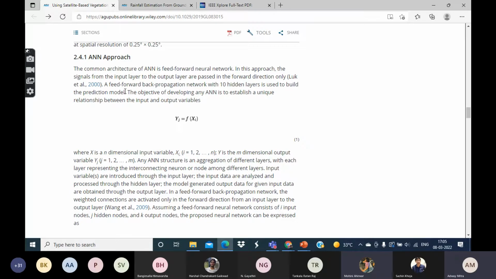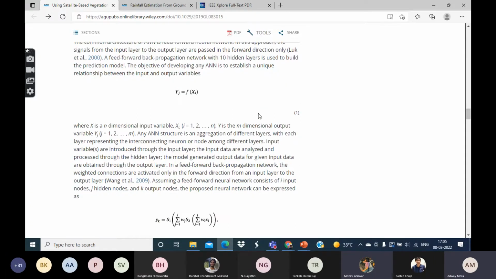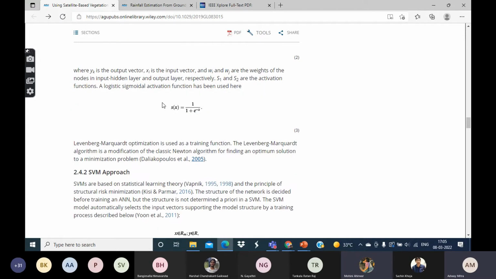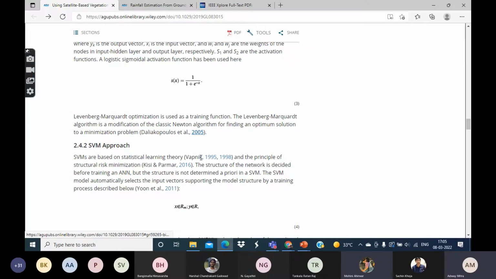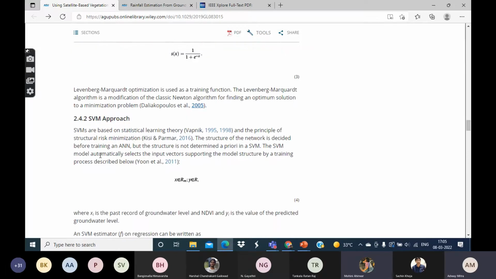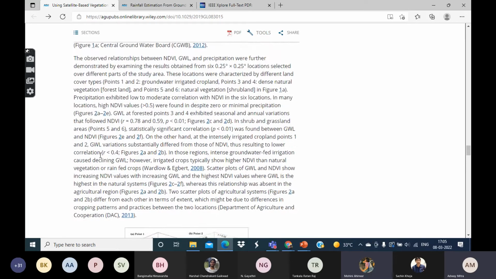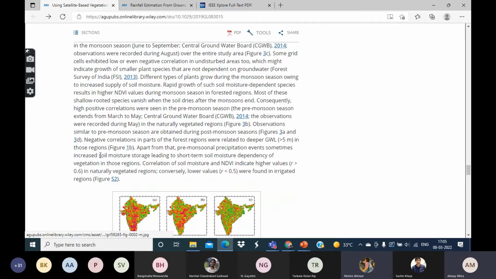So this is basically a feed forward network with 10 hidden layers. All the layers are fully connected layers, so there is no convolution or pooling or anything involved here. Basically the input is the NDVI and the output is the estimates of the groundwater levels. And similarly, an SVM, a support vector machine, is also trained for this purpose. So yeah, this is what the paper is all about.